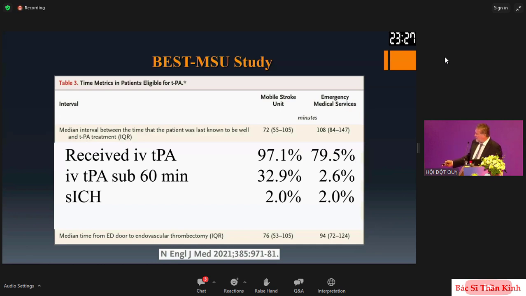Time is brain, and imagine if you can give the medicine to the patient within 60 minutes of symptom onset. Mobile stroke unit accomplishes exactly that, compared to 2.6% on a regular ambulance. So almost never do you get the chance to treat the patient that early, but up to a third if you pick them up on a mobile stroke unit. That's a huge advantage.